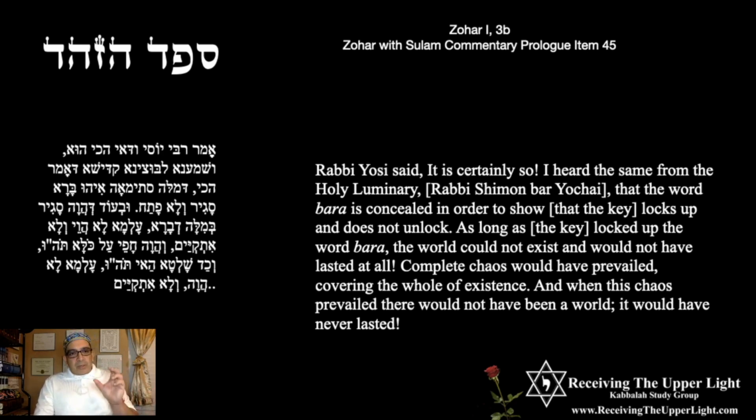And what happens is, when ateret yesod opens this lock or these gates, the light opens the partzuf, and Hochmah fills the whole partzuf. When I'm talking about partzuf, for lack of a better way to explain it, it's like the whole body gets filled with the light of Hochmah. And this is why we call this ateret yesod a key, because it's the one that opens those gates so the light can come all the way down.